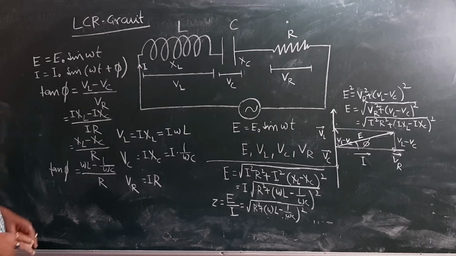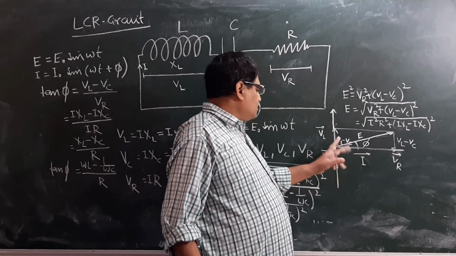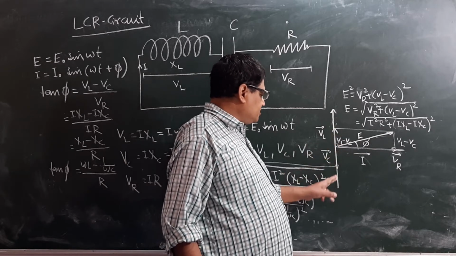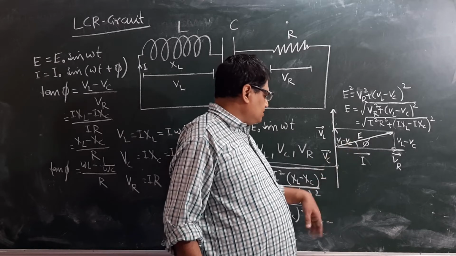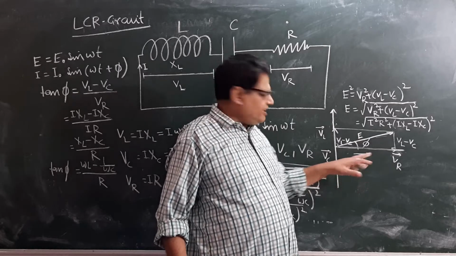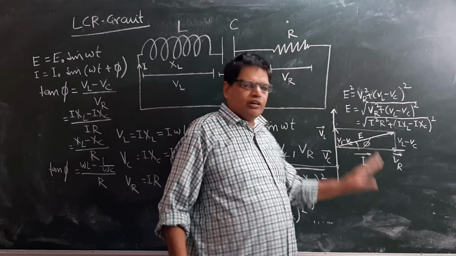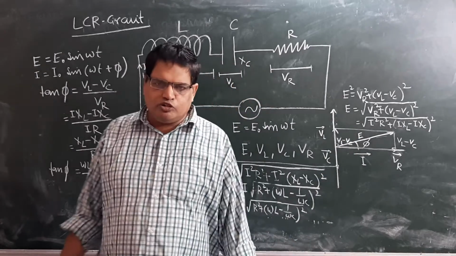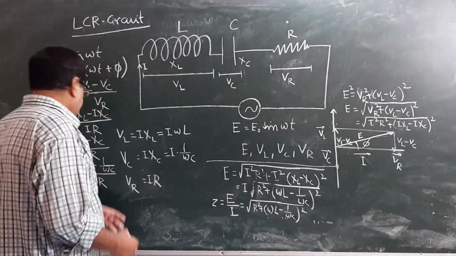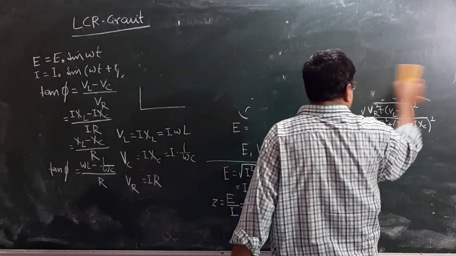So the EMF will lead the current by an angle of phi, provided that VL is more than VC. If VL is more than VC, then phi will be positive. Otherwise, if VC is more than VL, then phi will be negative. And if they are equal to each other, then VL minus VC will be equal to 0 and phi will become equal to 0. That is, there will be no phase difference between the EMF and current. So we can discuss special cases over here.